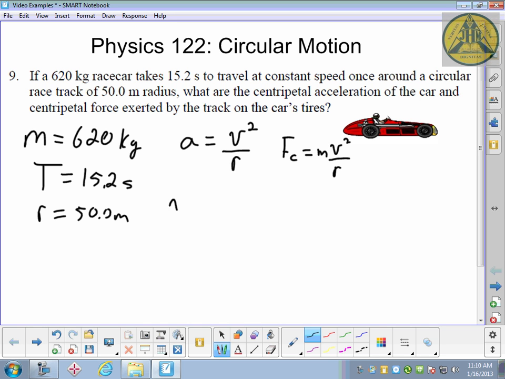The first thing I'm going to do is calculate v. V is 2 pi r, the circumference of the circle, divided by the period, the time it takes to go around. So we get meters per second out for that one.